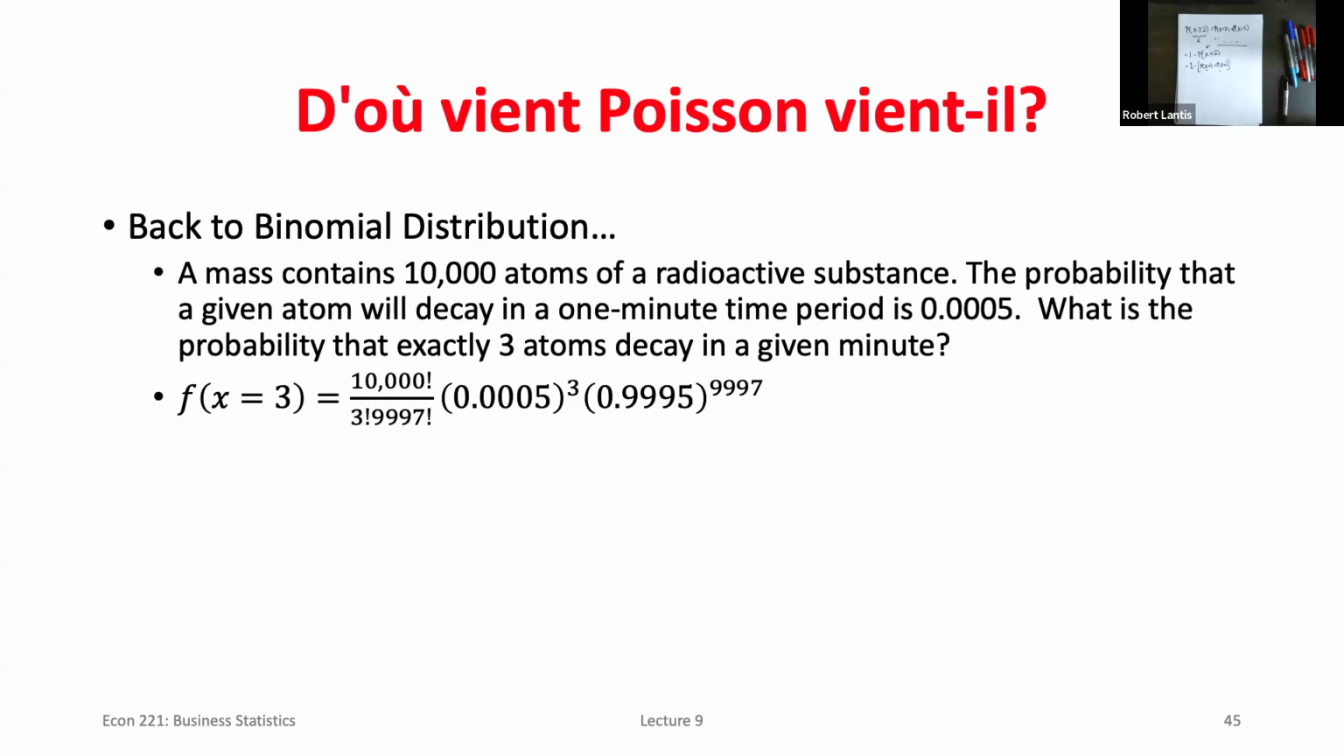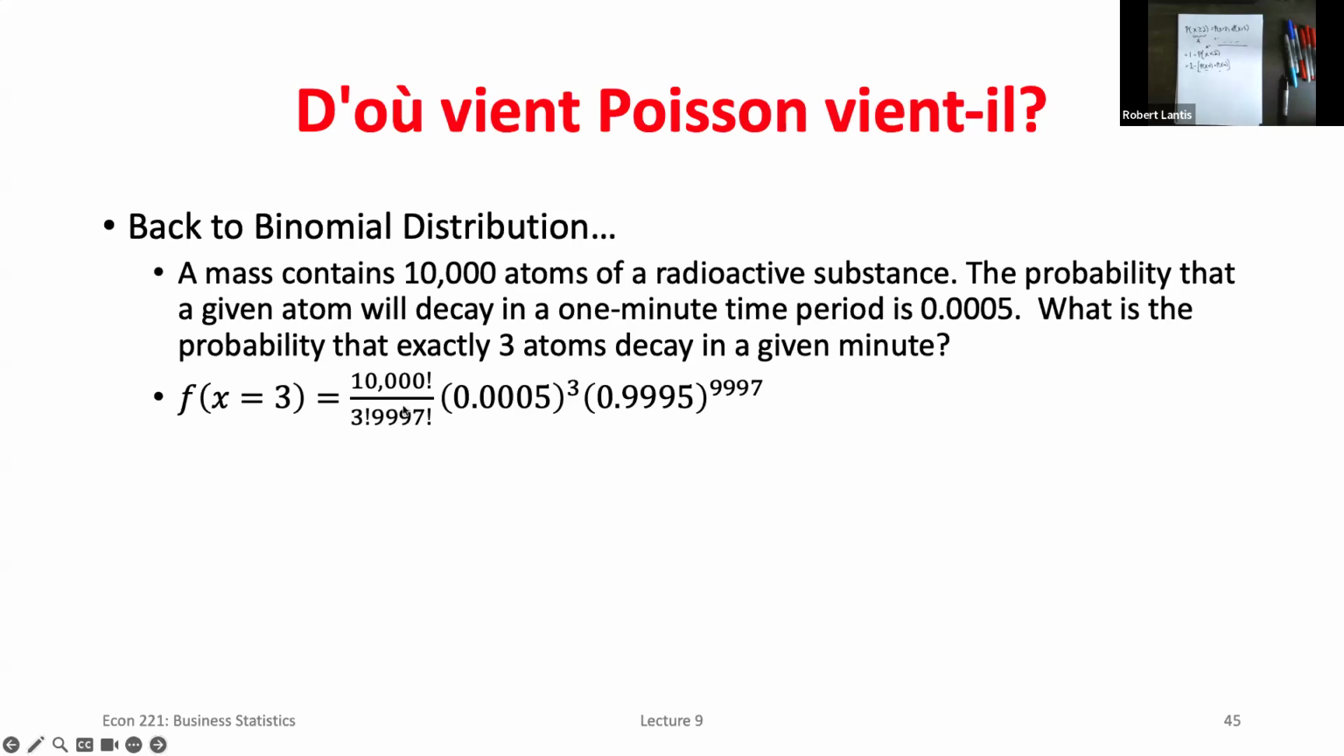If I try to use the binomial, which I could, the probability of success is 0.0005. I've got a success or a failure: it either decays or it doesn't. Here it's kind of weird because decaying is defined as our success. I want to know the probability that I see exactly 3 successes, and my number of trials is 10,000. Now, if I try to enter this into my calculator, it'll say I can't do 10,000 factorial.